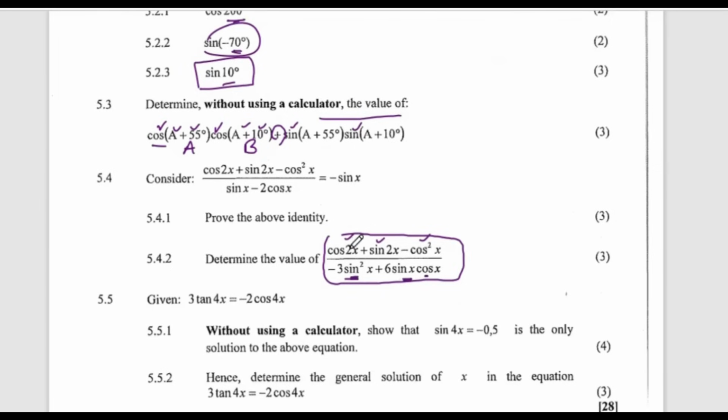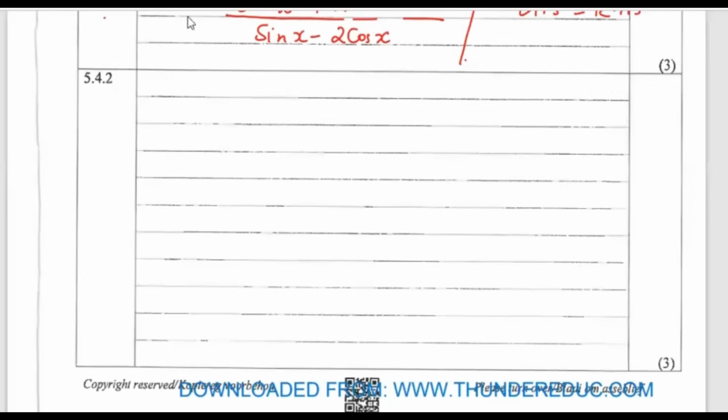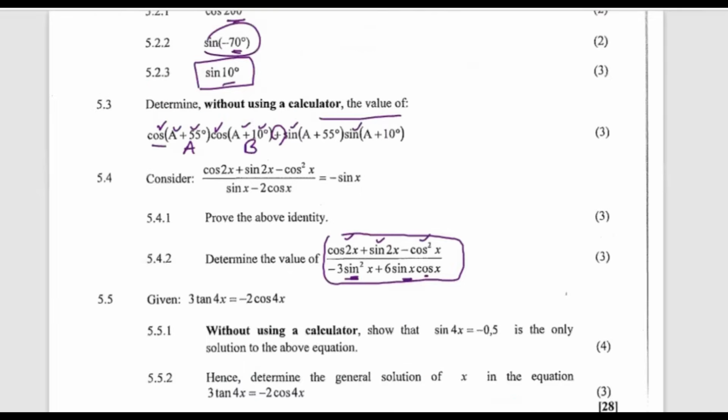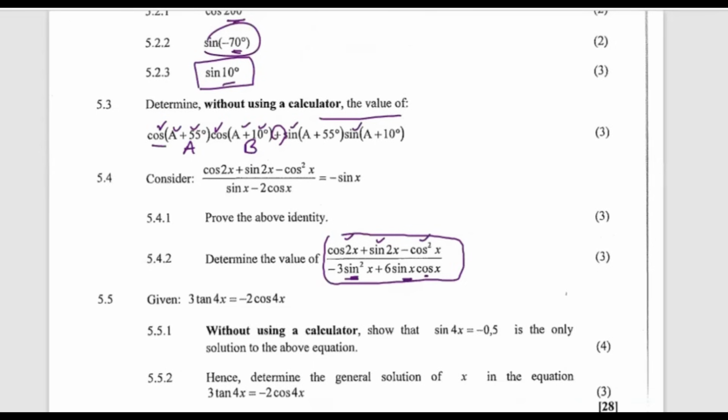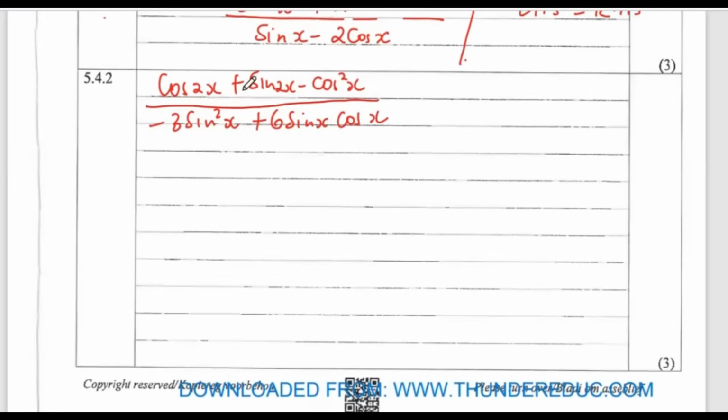Okay, let me see if I can break this down into my original equation. Okay, so I have the same top things, which is cos 2x plus sine 2x minus cos squared x. And then we're dividing it by, remember it was negative 3 sine squared x plus a 6 sine x, is that true? Plus x. Okay, so let me try to create the original.